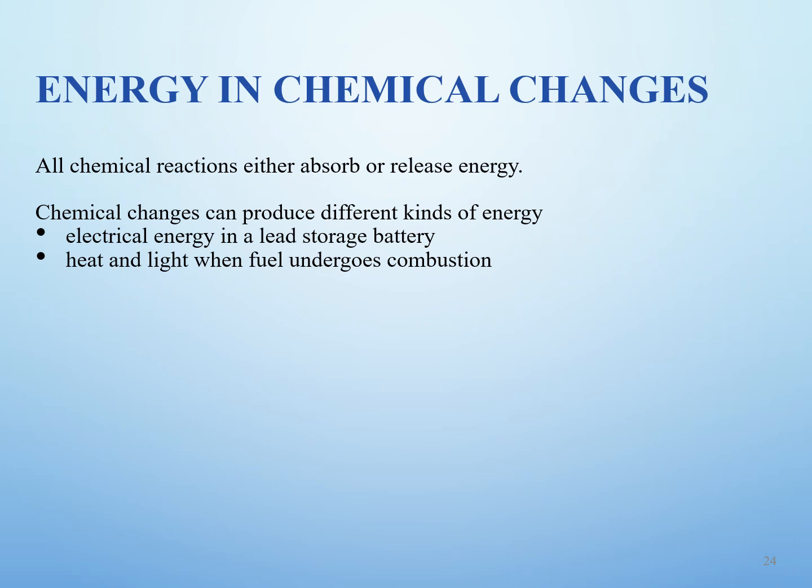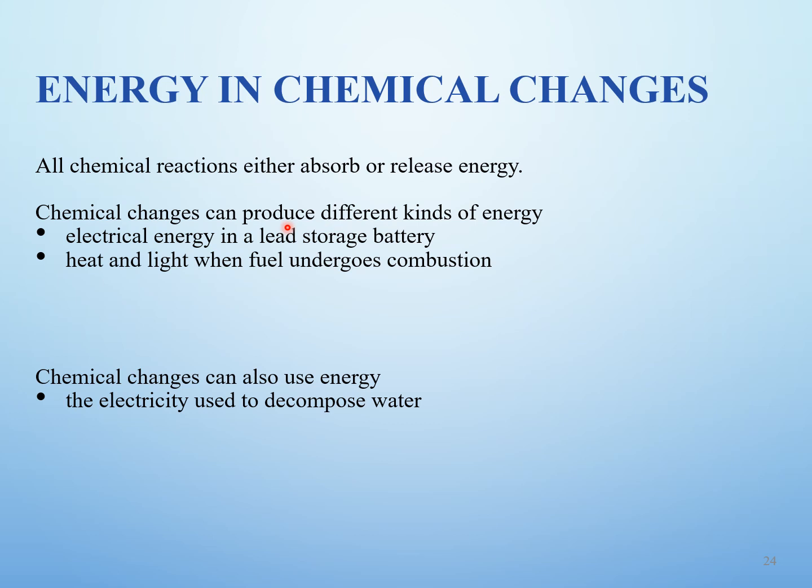Let's talk a little bit about energy and chemical changes. Chemical reactions either absorb energy or release energy. They can produce different kinds of energy: electrical energy we use in a battery, heat and light energy when fuel undergoes combustion. We use it to move our cars, or sometimes we just heat the place up, right? So chemical changes can produce energy.